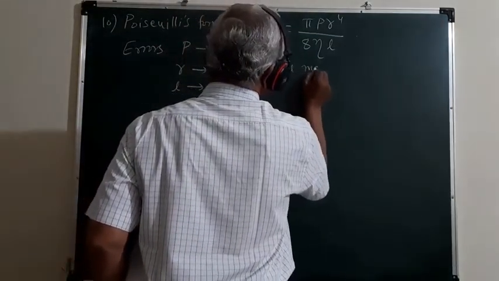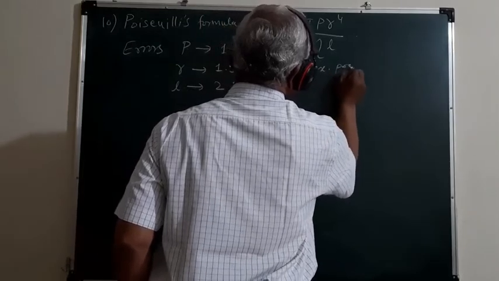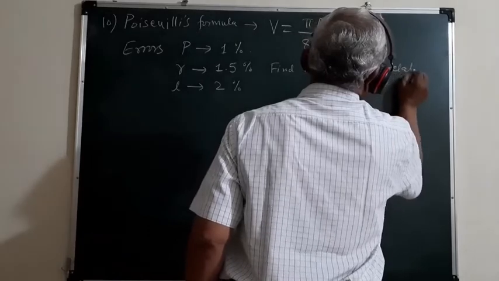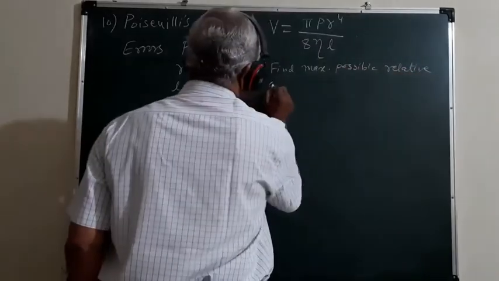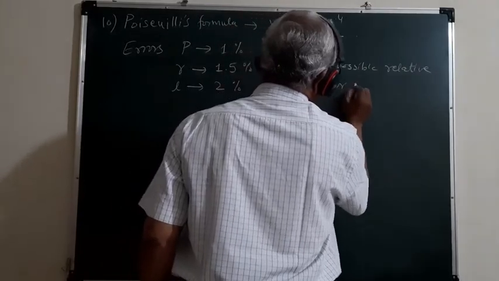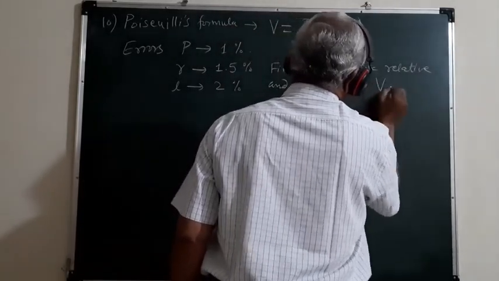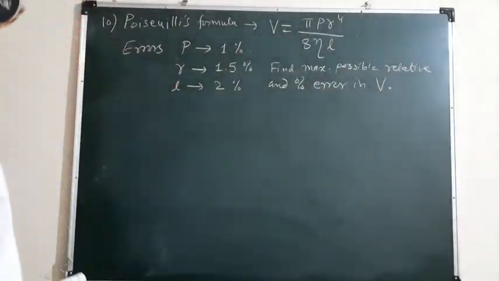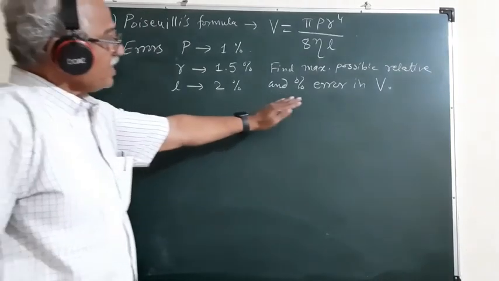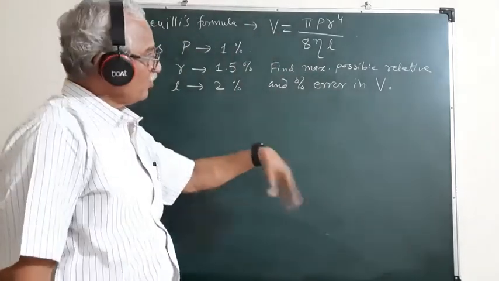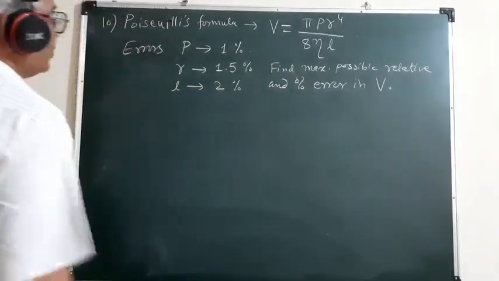Find the maximum possible relative and percentage error in determining the volume rate of flow. You are asked to find out the maximum possible relative and percentage error introduced in the measurement of volume rate of flow, or in the determination of volume rate of flow.